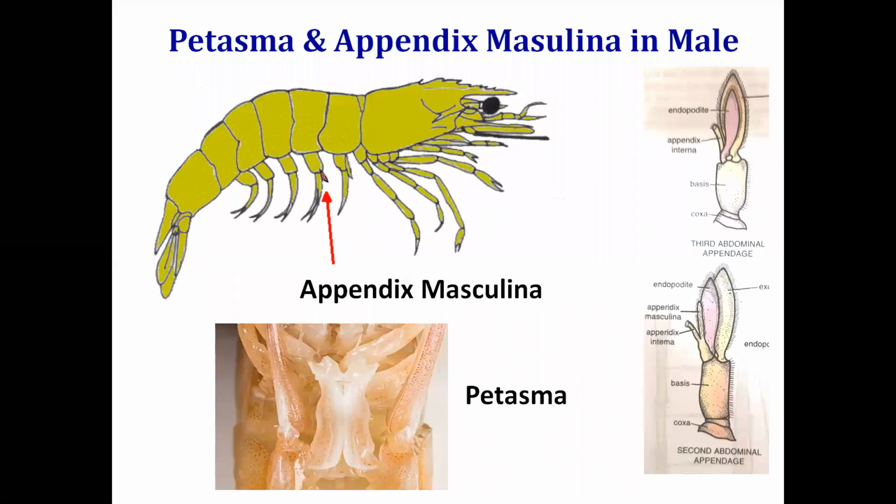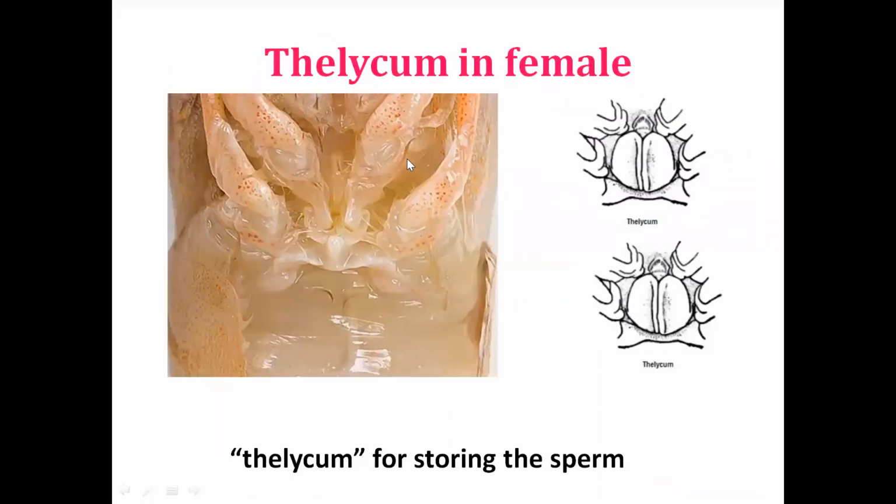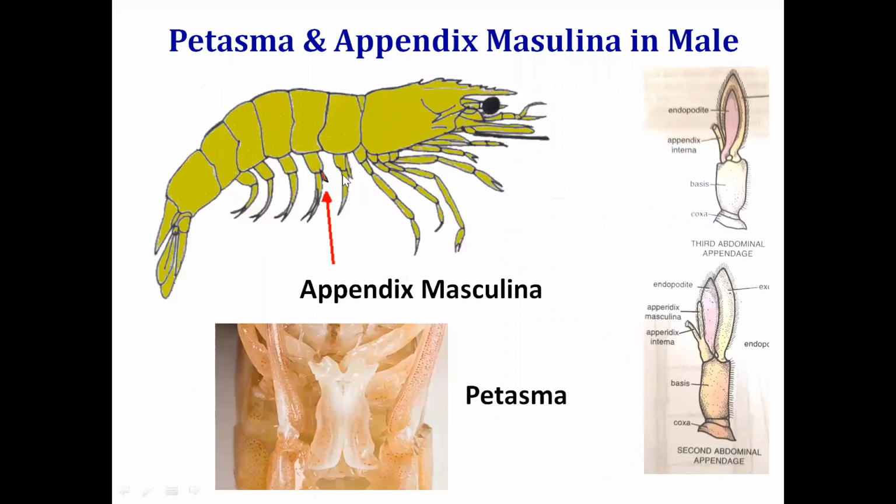So here is the petasma and the appendix masculina in the male. This is the representative image of the male prawn. Sorry, this is the second pair of pleopods, or the second swimmeret. In this second swimmeret in the male, there is an extra outgrowth here. You can see here also, and what appears in red color is known as the appendix masculina. So the appendix masculina is only in the male, it is not in the female.